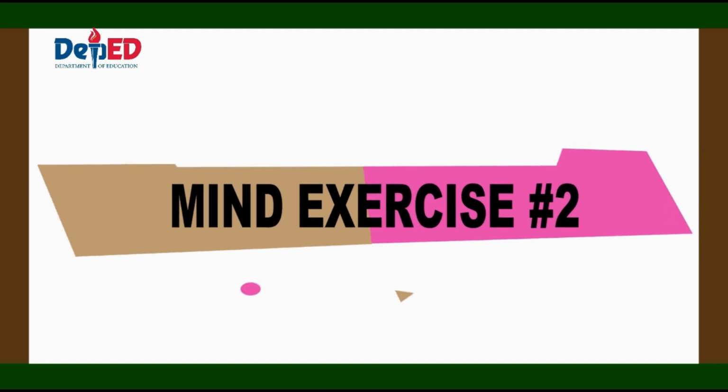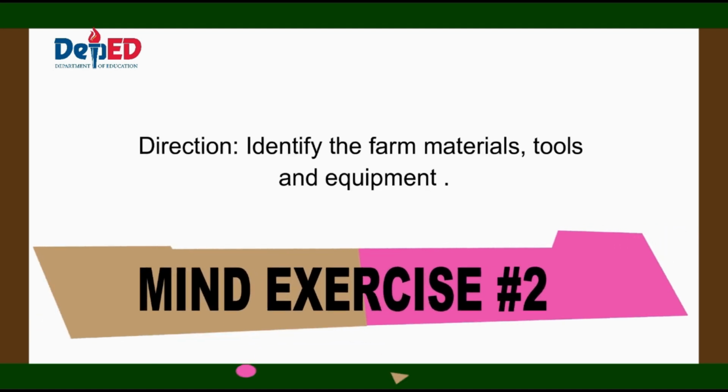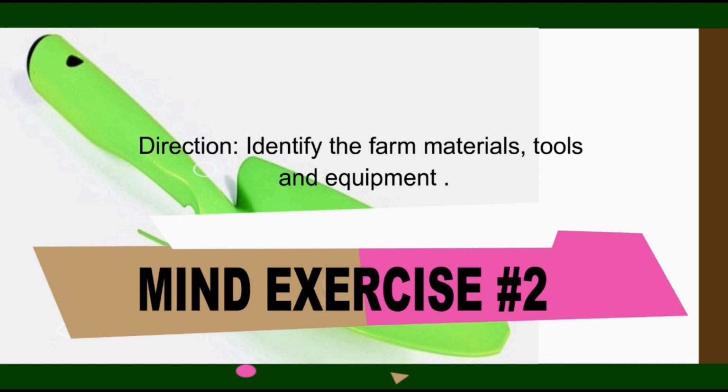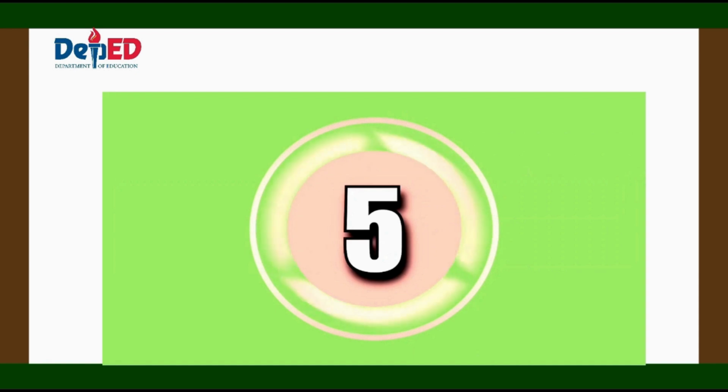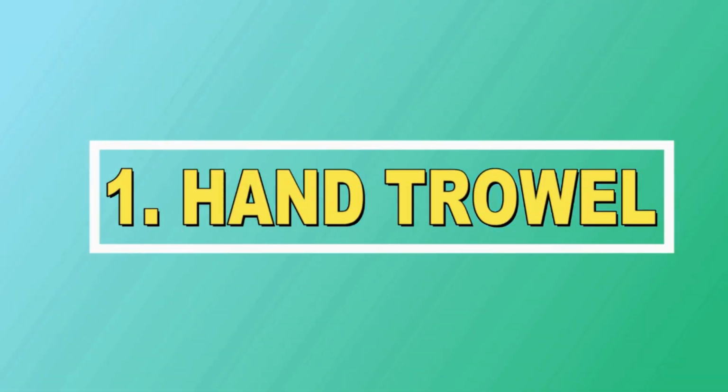At this juncture, let's try to do the activity. Let us apply what you have learned. Direction. Identify the farm materials, tools, and equipment shown from the pictures. You are given 5 seconds to identify each picture. The answer is hand trowel.